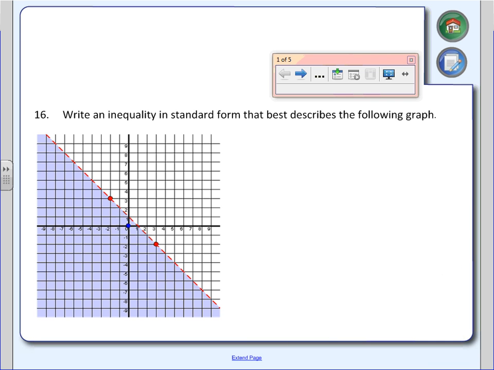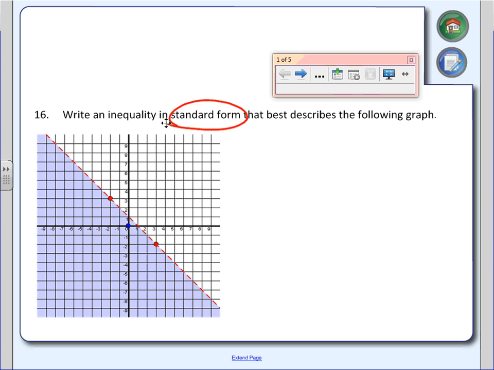Number 16 says they want us to write an inequality in standard form. Again, that's going to be important, so let's circle that part right there, standard form. That best describes the following graph. Now this graph is an inequality. There's some shading in there. We also see a dotted line. We want to know what is the inequality for that graph.